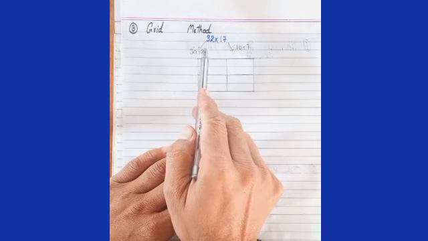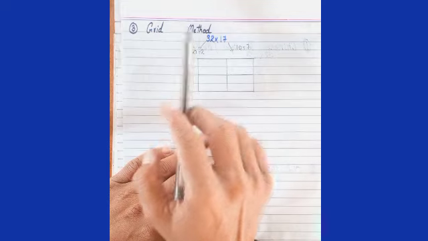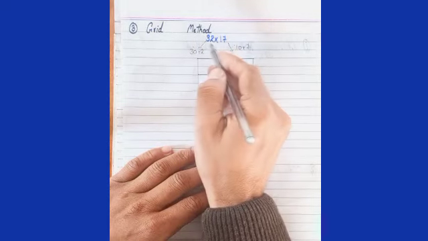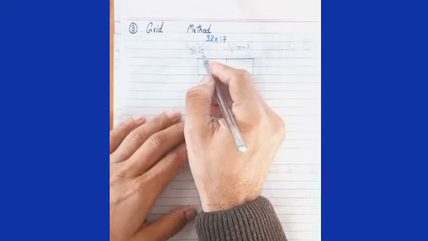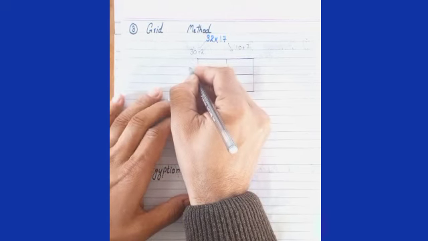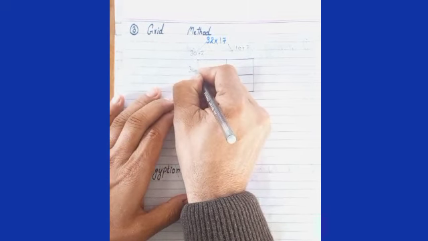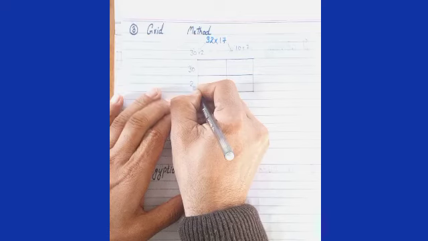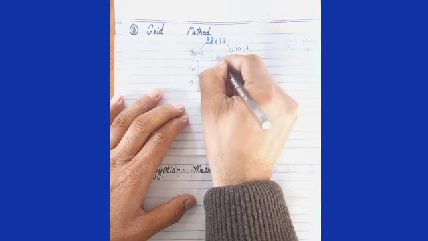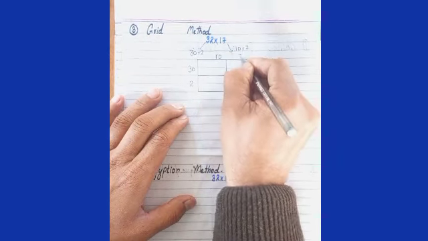In this method, each multiple is divided into multiples of 10. That is, 30 can be written as 30 plus 2. So we will write here 30 and we write 2 here. And 17 is divided into 10 and 7.